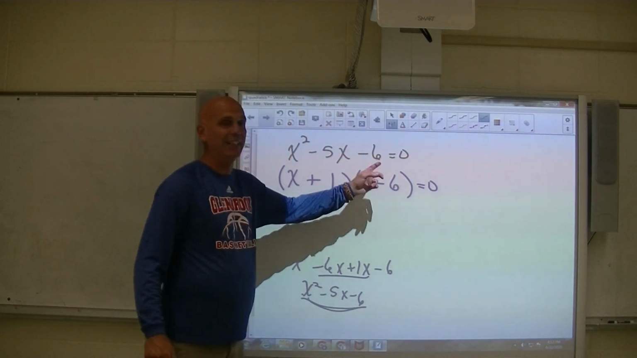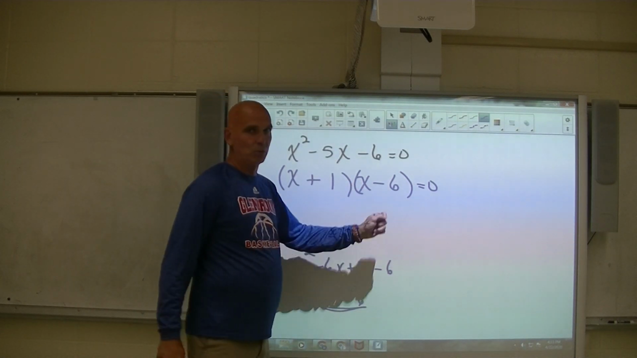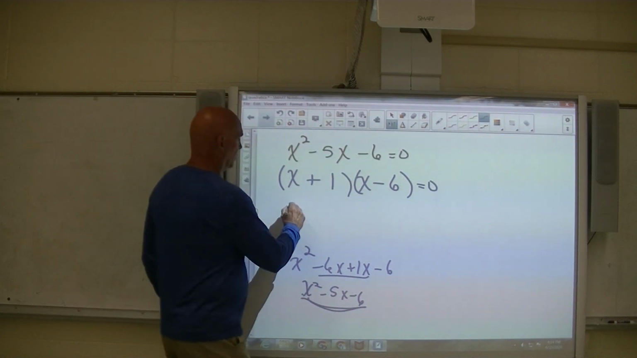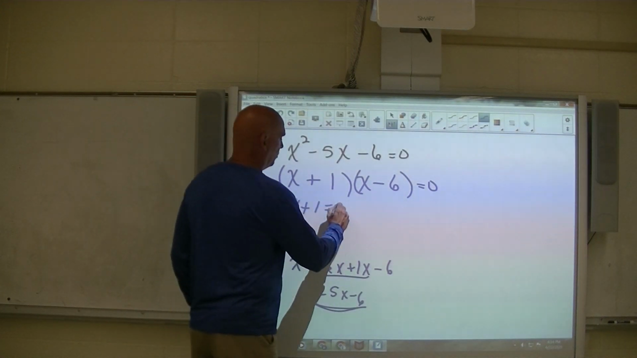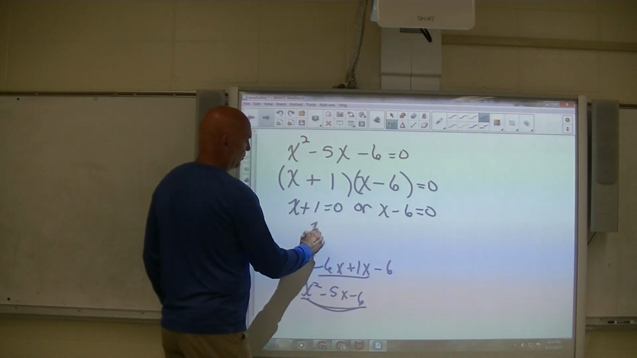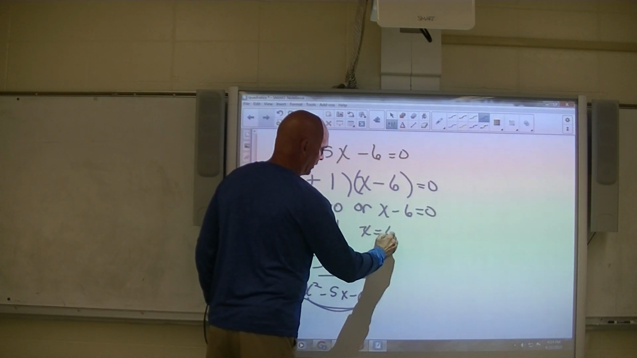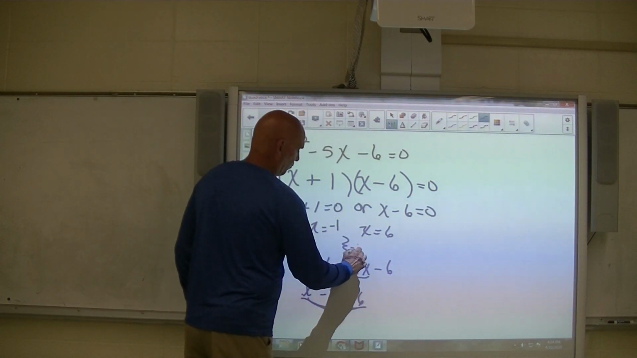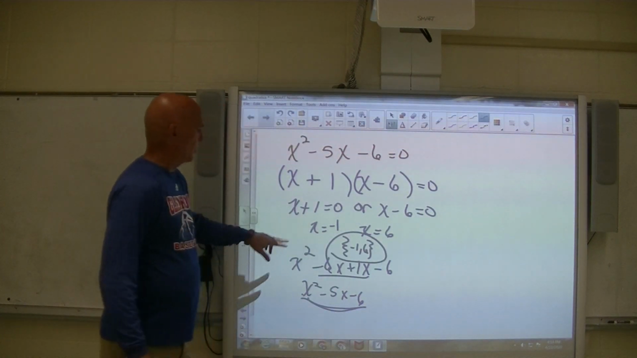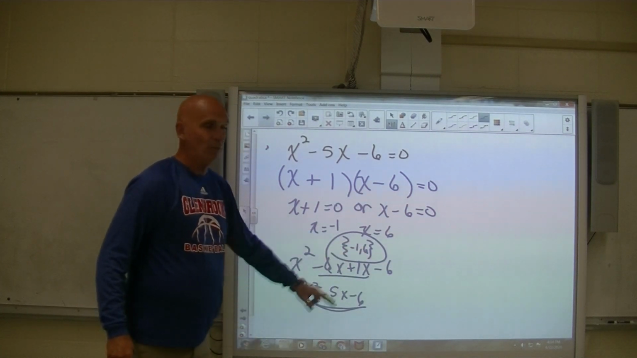So the idea is to get it in factored form though, because in factored form you say this times this equals 0. The only way that can be true is if one of those factors equals 0. So x plus 1 equals 0 or x minus 6 equals 0. Subtract 1 from both sides, x equals negative 1, and add 6 to both sides, x equals 6. Final answer, negative 1, 6, okay? So there's an answer in solution sets. The only two numbers in the whole world that make this a true statement are negative 1 and 6.